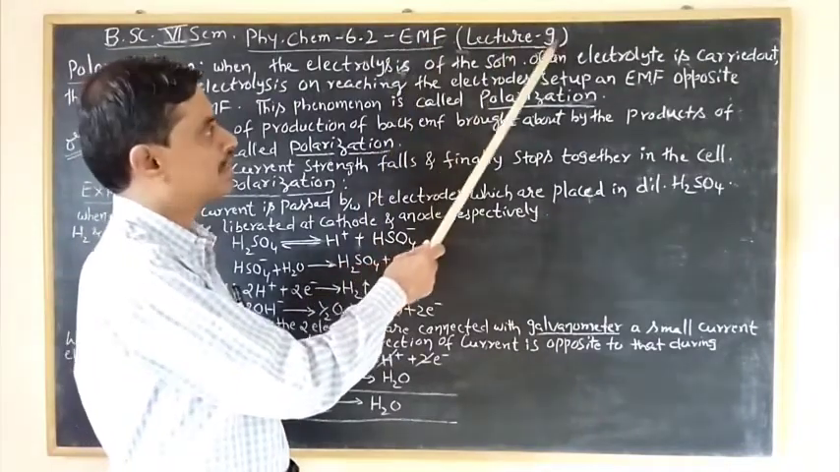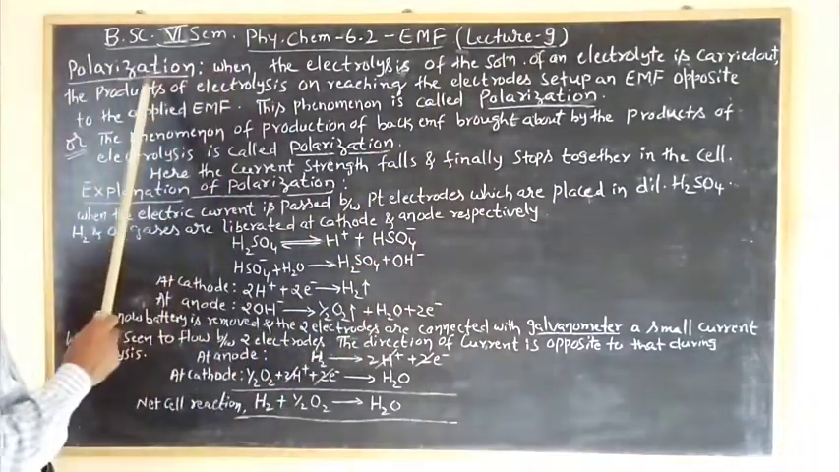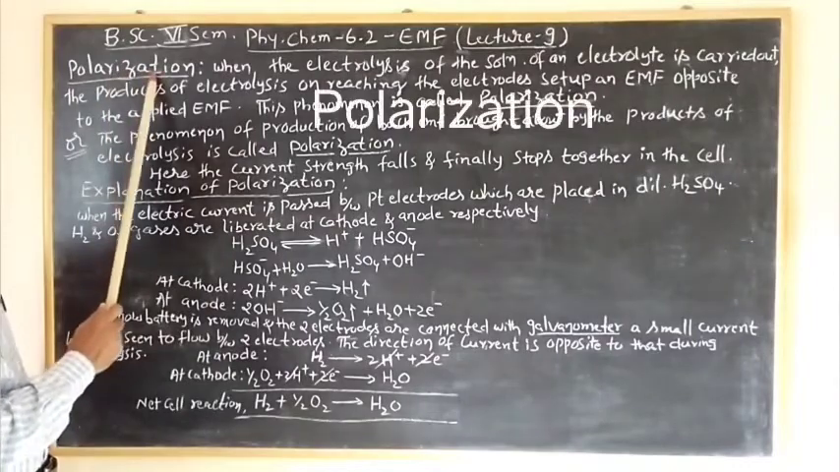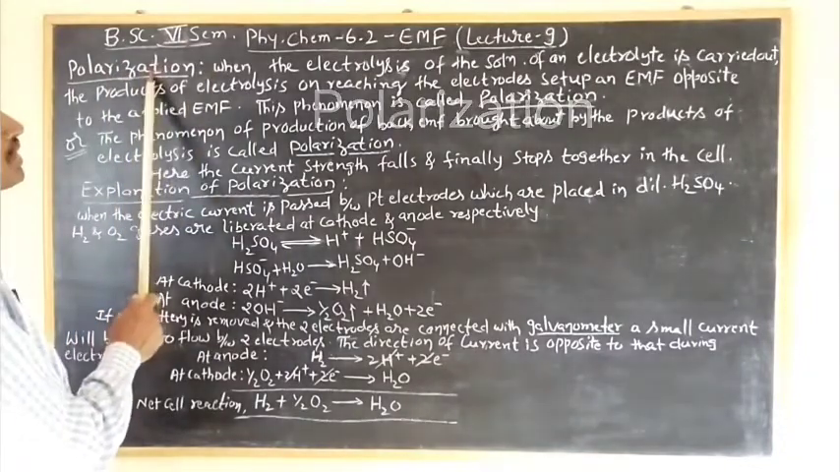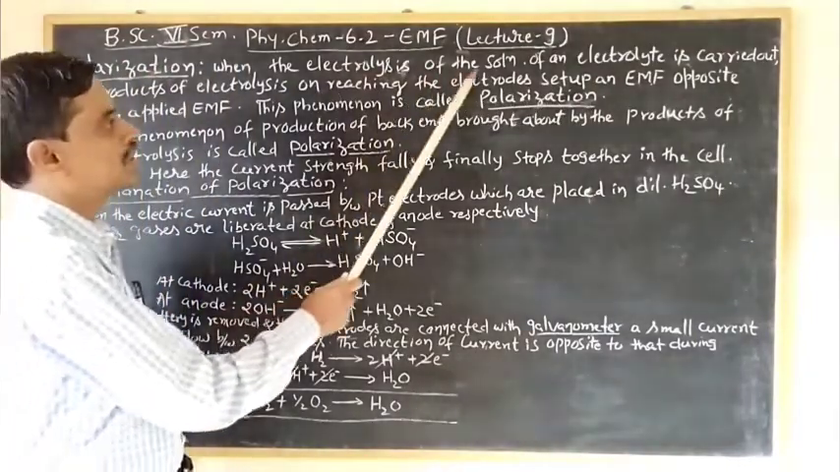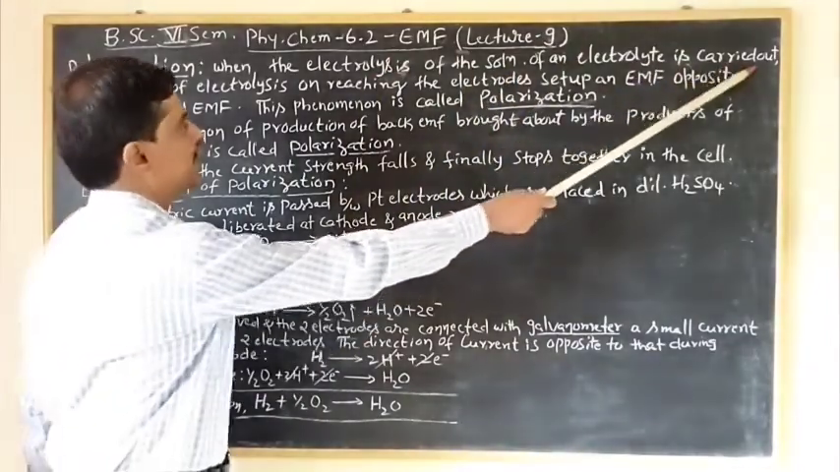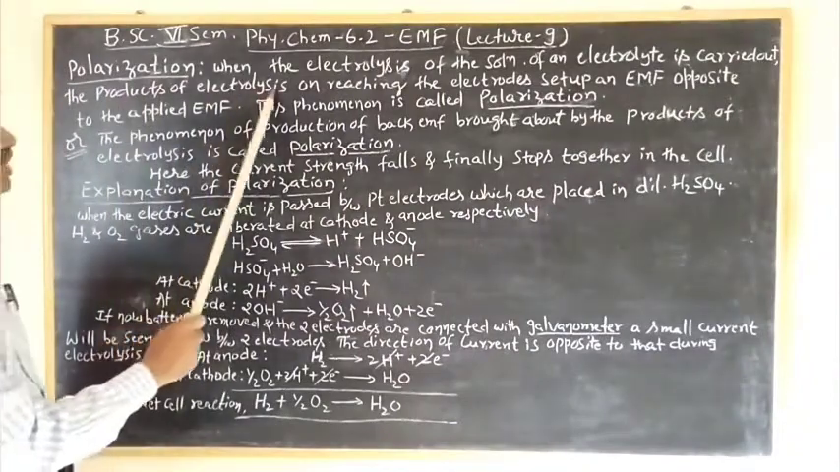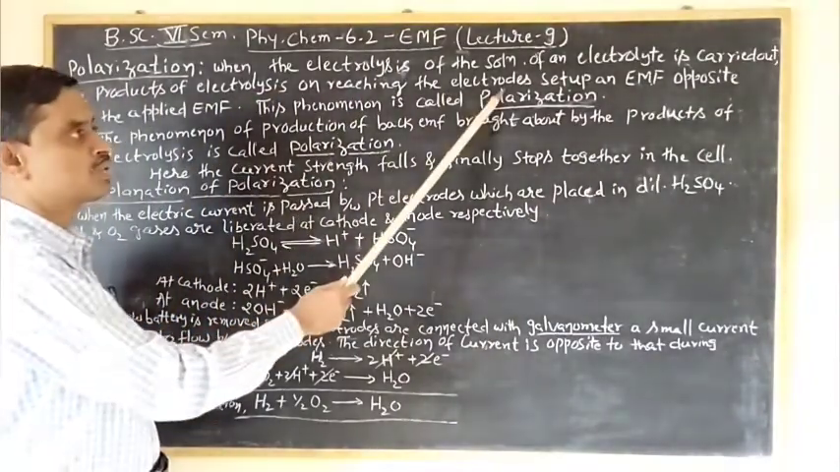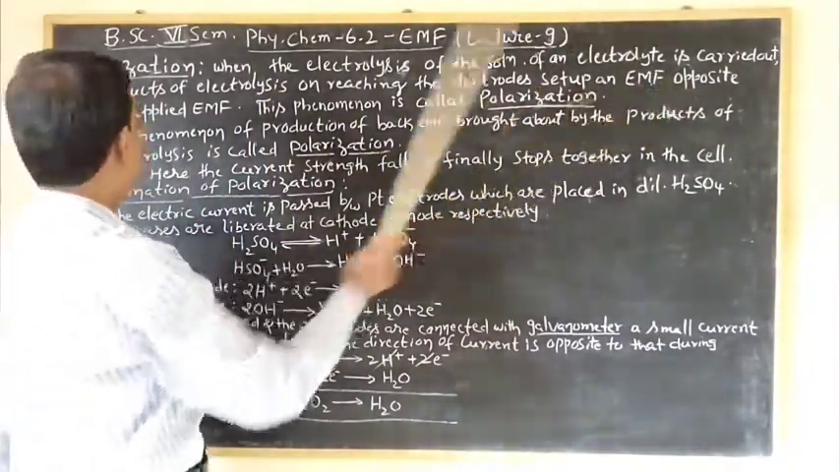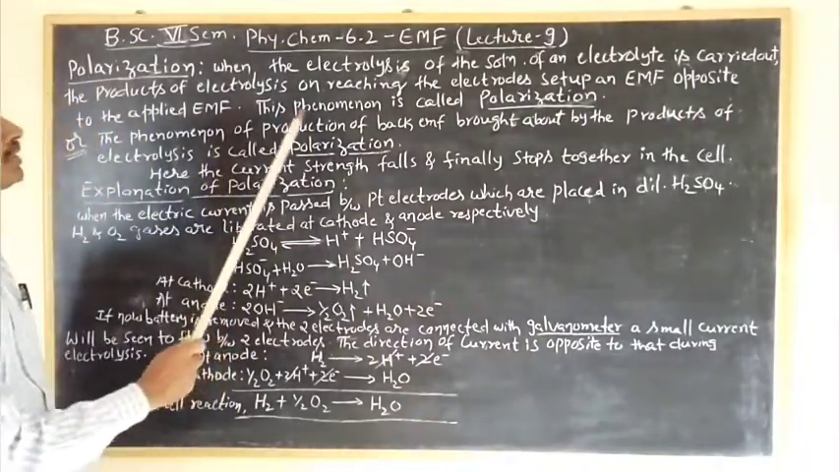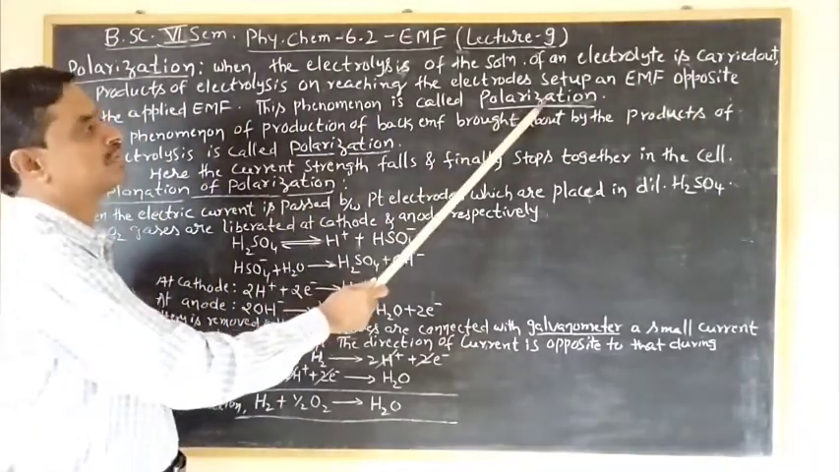This is my lecture 9. We are studying now the term polarization. What is meant by polarization? When electrolysis of the solution of an electrolyte is carried out, the products of electrolysis on reaching the electrodes set up an EMF opposite to the applied EMF. This phenomenon is called polarization.